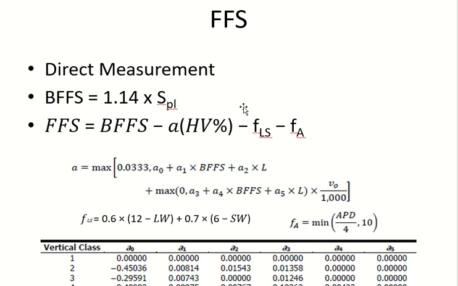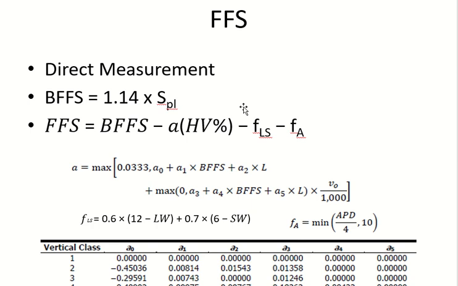Free flow speed can be measured on the road. You have done it for your term projects. I explained it in the previous chapter as well. Or you can calculate it. The calculations for free flow speed are shown in this slide. First of all you need to calculate the base free flow speed, which is 1.14 times the speed limit. SPL is speed limit.